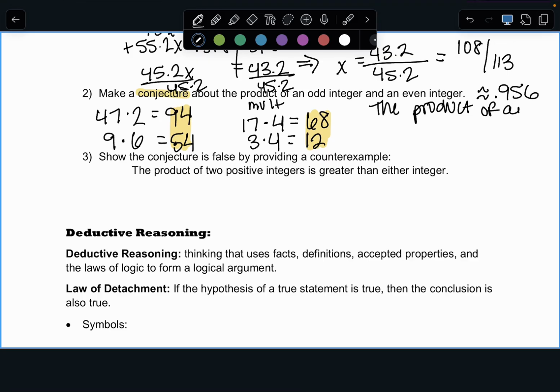of an odd and even integer is even. A lot of us on our self-checks had this part. We had the examples, but we actually forgot to write the conjecture. We didn't write the sentence of what pattern we found here. So if you lost points on this problem or one similar to it, that's probably why.